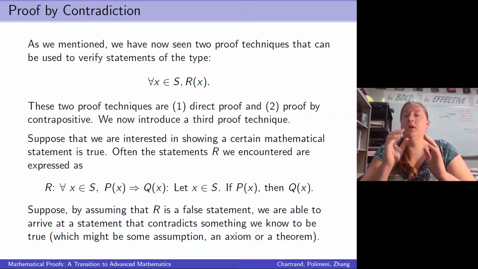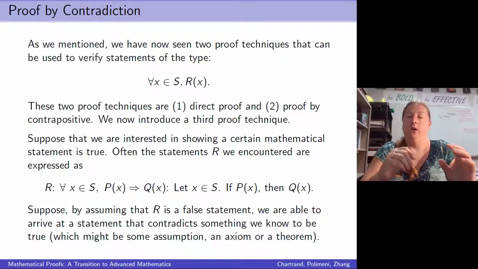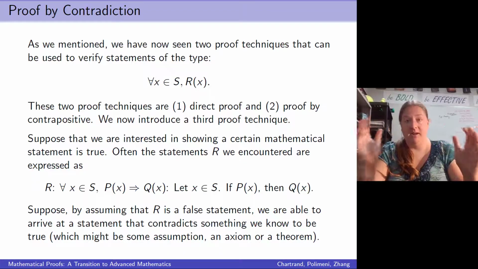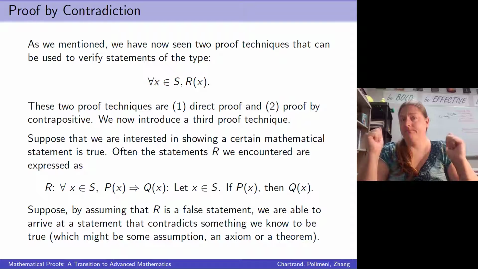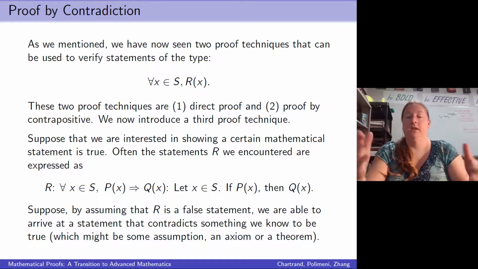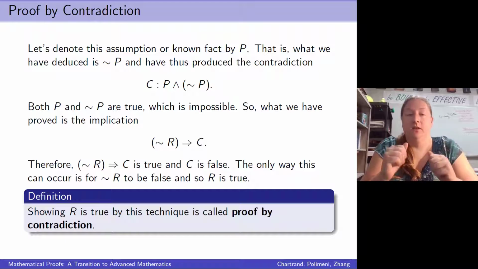So in a proof by contradiction, what we do is we take that statement R and we instead assume that it's false. If we assume that R is false, and then we get to some contradiction, something that just can't possibly be true, then we've shown that R actually has to be true. So let's dig into this a little bit more.